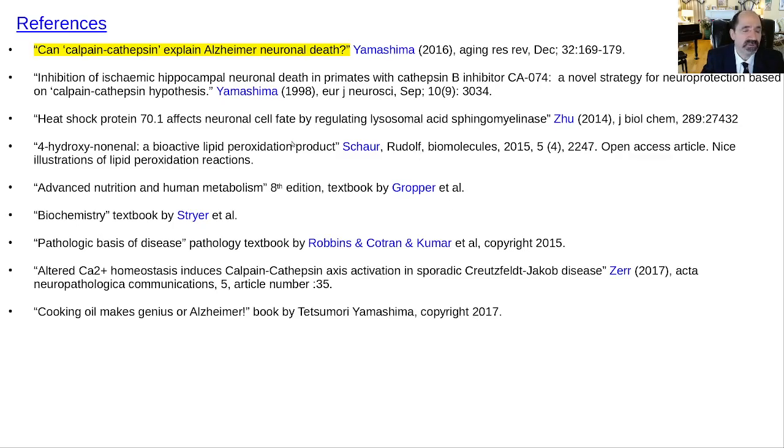Okay, here are some references from the talk. Here's a good paper that summarizes Yamashima's calpain-cathepsin theory. So again, that's just activation of calpain, either by the binding of HNE toxic aldehydes to the HSP, heat shock protein, which can activate calpain to cleave it, and then that leads to lysosomal lysis, or excessive intracellular calcium can activate calpain and cause the same process.